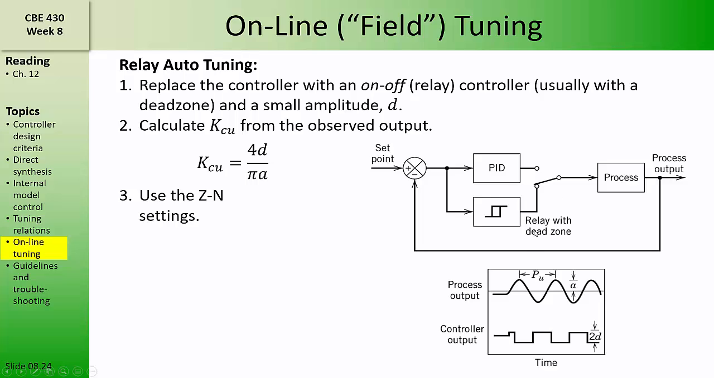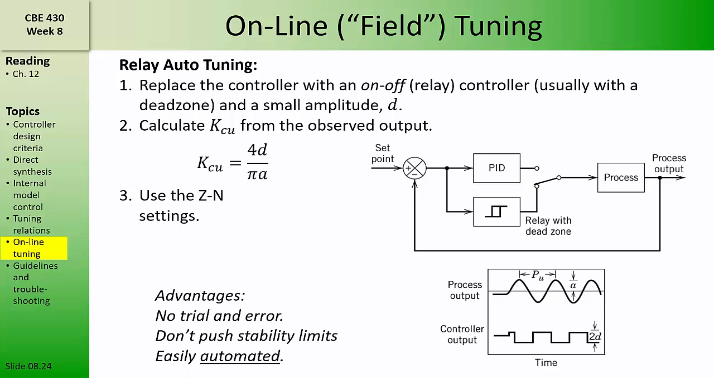If a PID controller in a feedback control loop is replaced with a relay like this, the output or controlled variable will oscillate because the controller output will be continuously cycling on and off. The period of that oscillation will be the ultimate period, the same period obtained if we were to do the continuous cycling method. And the ratio of the controller output amplitude D and the observed process output or controlled variable amplitude A can be used to find the ultimate controller gain, KCU. Once we know PU and KCU, we can again use controller tuning relations like the Ziegler-Nichols settings.